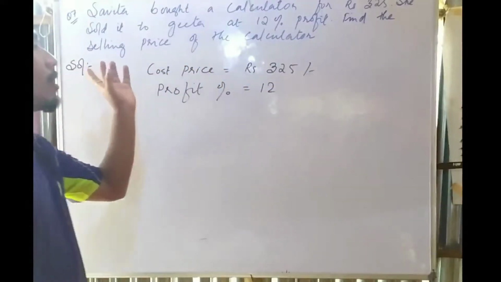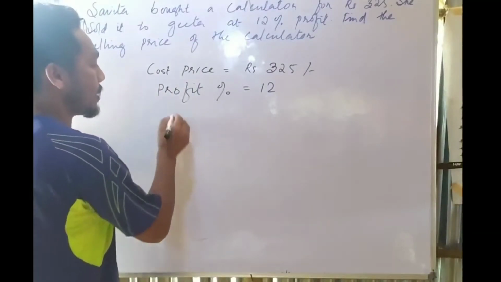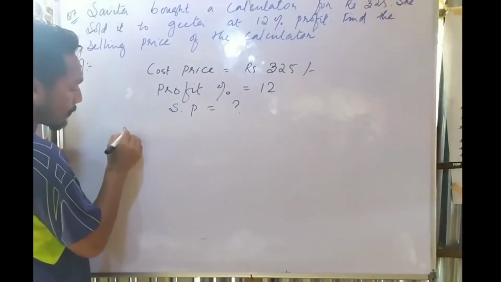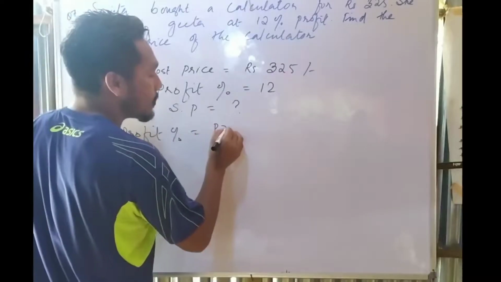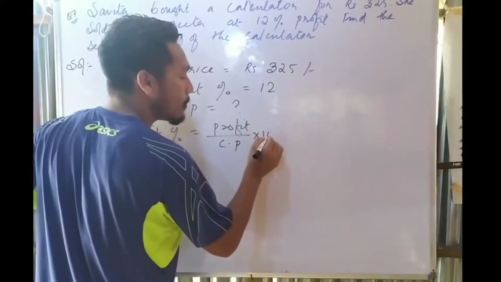You are asked to find the selling price of the calculator. For how much amount does she sell it? That means SP. We know that profit portion is equal to profit divided by CP into 100.